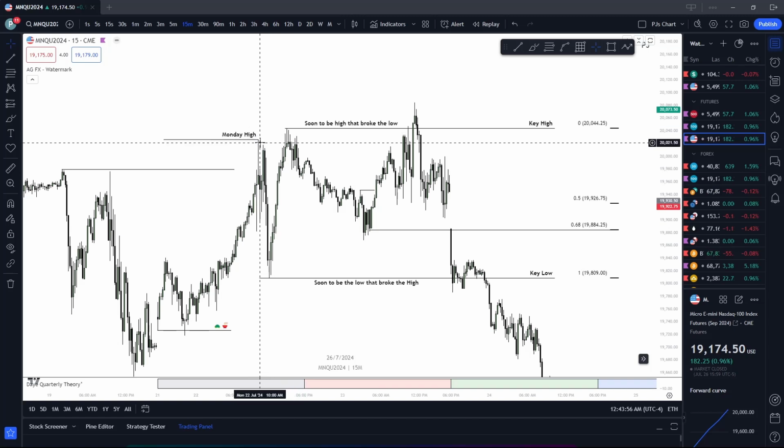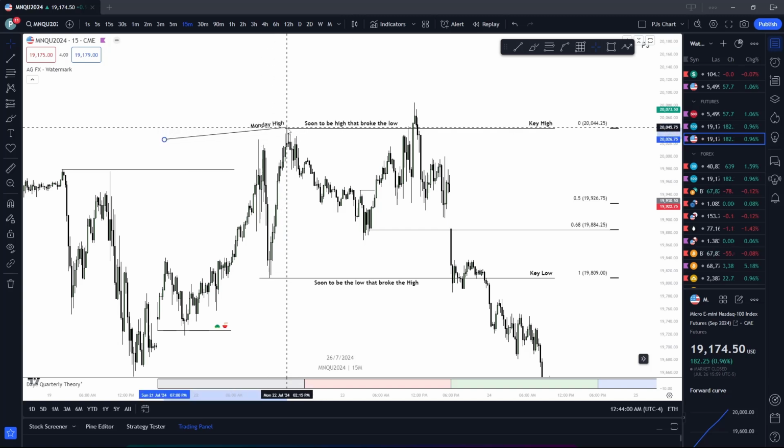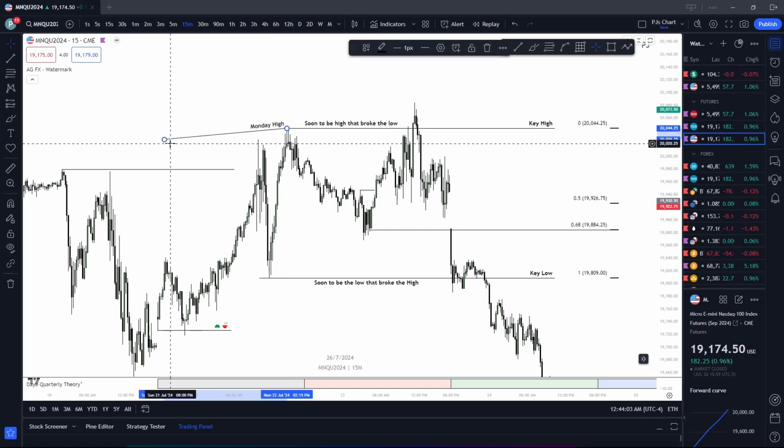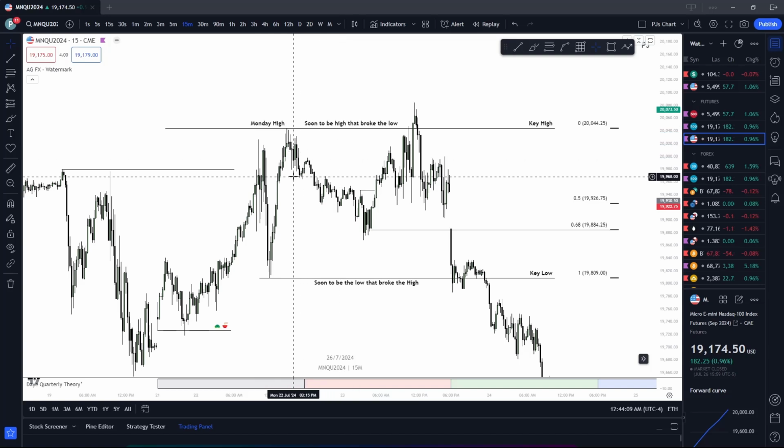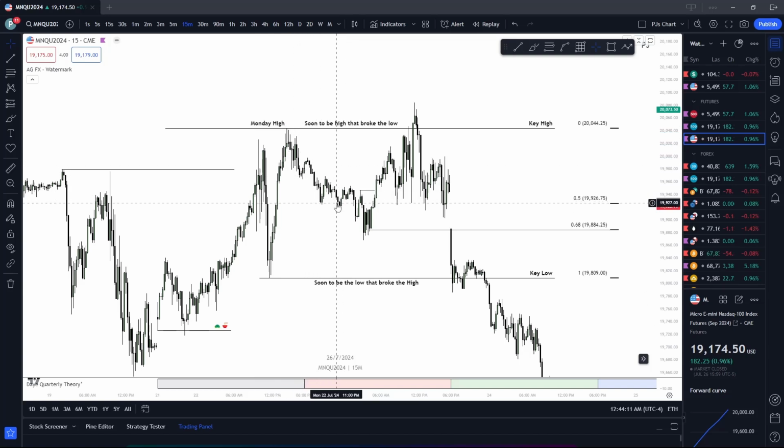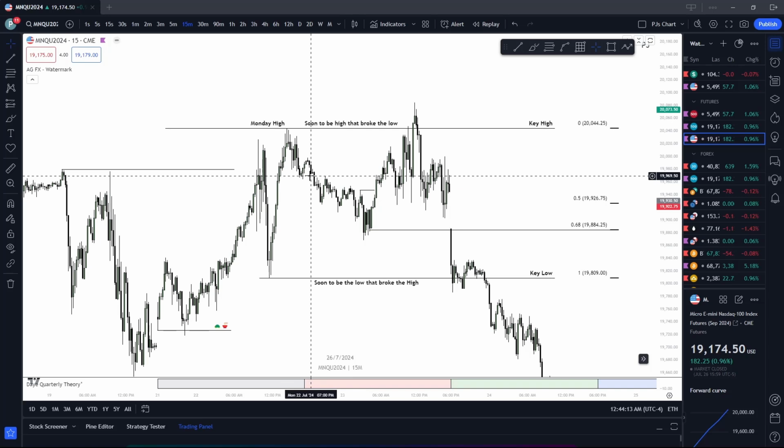With our Monday high put in place, we know this high has to be run coming into Tuesday if we want to run lower, especially coming into an Asian accumulation session inside of our range.